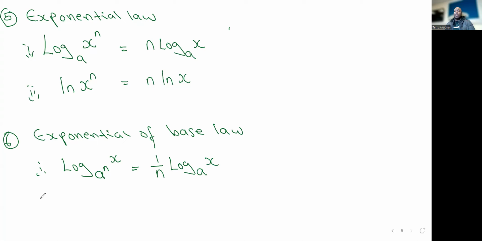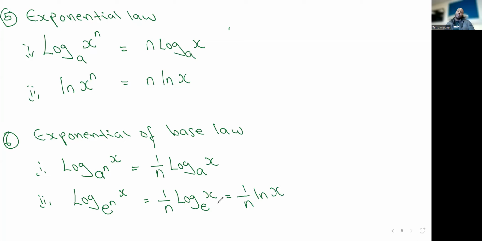Okay? The same thing if you have ln, okay? So you have it as log e^n x. So remember I said log e is ln, but because I want to show that the e has a power, all right? So the exponential has a power, I'm going to write it like this. It's going to be the same thing as 1 over n log e x. And we also know that log e is the same thing as ln. So you can have it as 1 over n ln x.